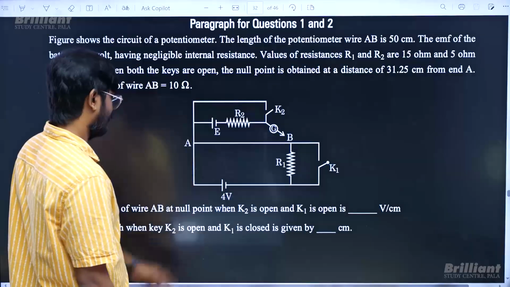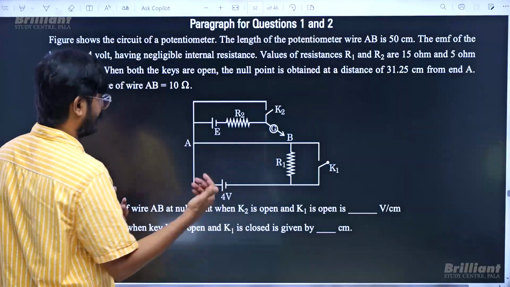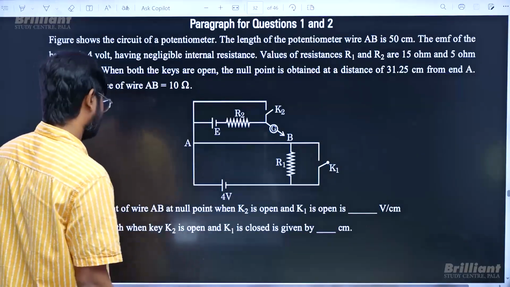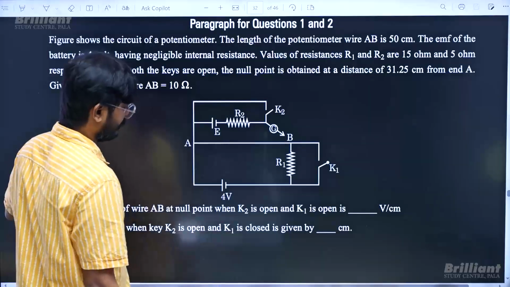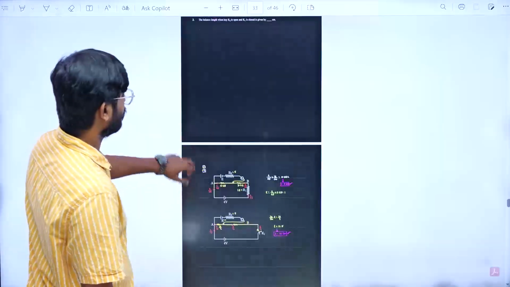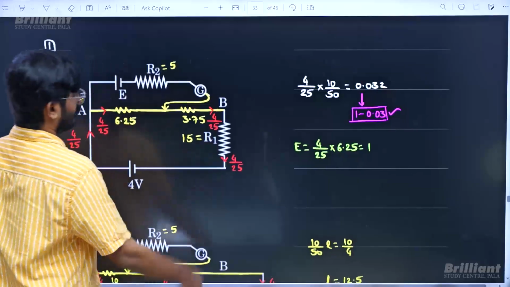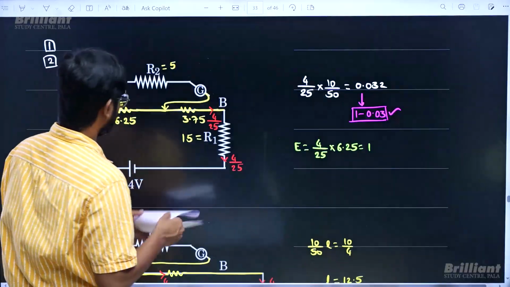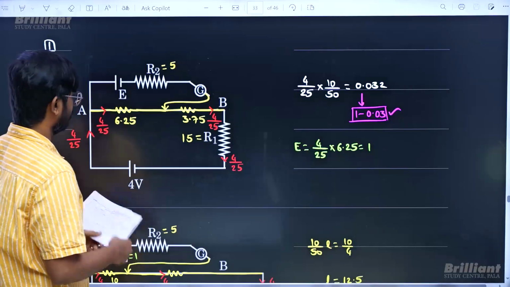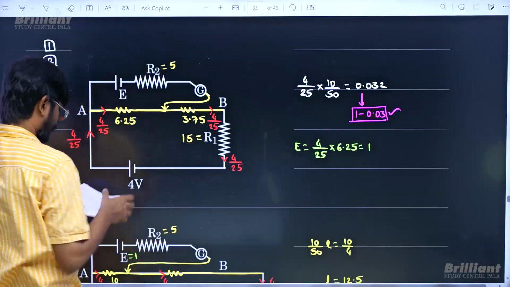Find the potential gradient of the wire when K2 is open and K1 is open, and the balance length when K2 is open and K1 is closed. So let me talk about both the situations. First situation was like this. When both are open, this is how it is going to look, and it is balancing at 31.25 centimeter.